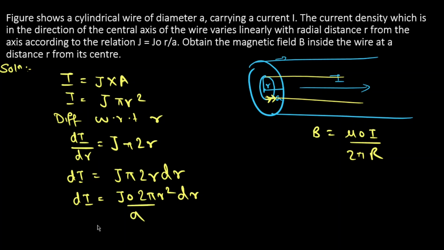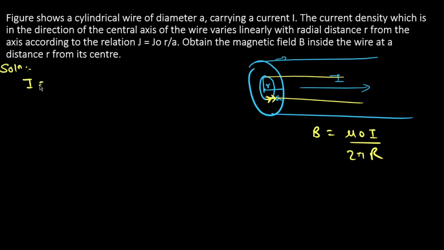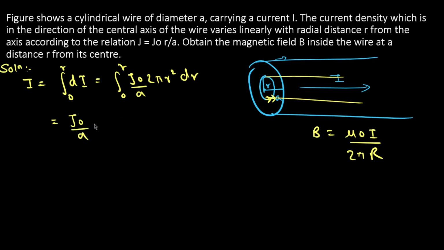In order to calculate the total current, we have to integrate from 0 to r. So the total current I will be equal to the integral from 0 to r of dI, which is equal to the integral from 0 to r of J naught upon A 2 pi r square dr. Now this integration will be equal to J naught into 2 pi r cube upon 3A. So this is the value of the total current.